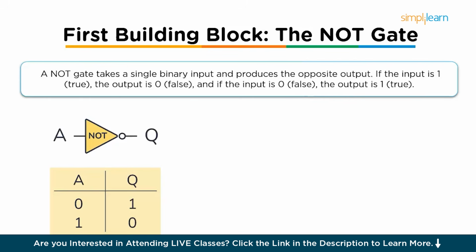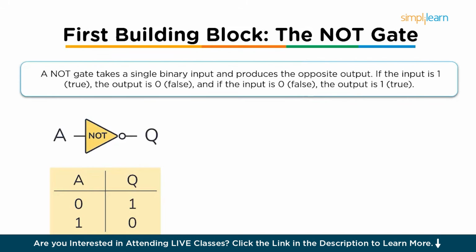If the input is 1, which is true, the output is 0, which is false. And if the input is 0, which is false, then the output is 1, which is true. The NOT gate is the most basic building block in Boolean algebra and digital circuits, and it is used in many more complex gates and circuits. In VLSI circuits, the NOT gate is implemented using transistors, and it plays a crucial role in performing logic operations that enable the functionality of microprocessors and memory units.